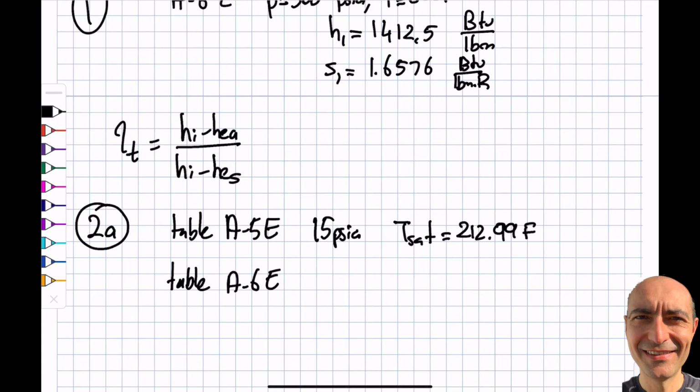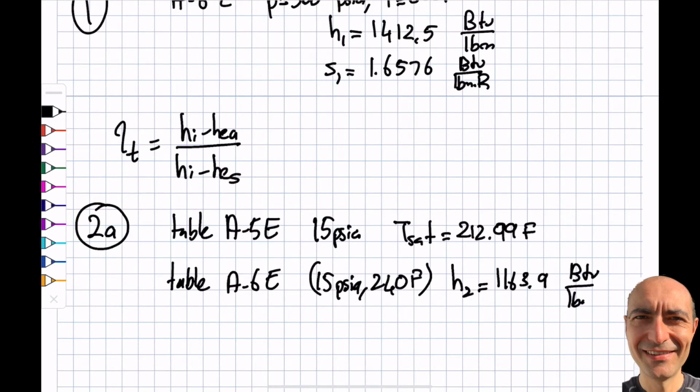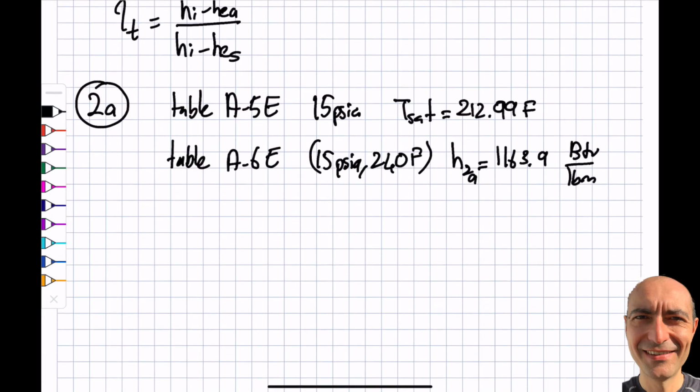And I'm not as superheated as the previous case, but I read this particular value, right? 240 Fahrenheit, not a big deal at all. I read this H2 to be 1163.9 BTU per pound mass, okay? So that is pretty much the H2A, okay? So I get that one too. Okay, now I will go to 2S, okay?